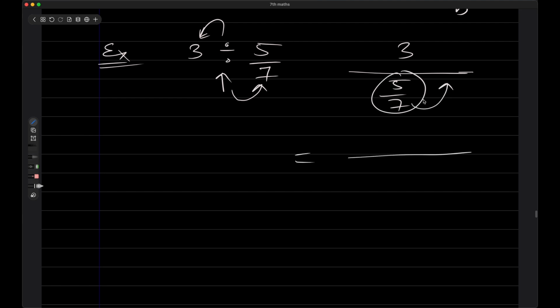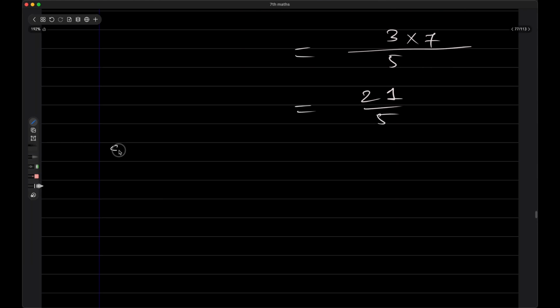write the denominator on the opposite side, that is 3 as it is, 5 as it is. Send the denominator to opposite side and that is the answer. 3 into 7 is 21 divided by 5.